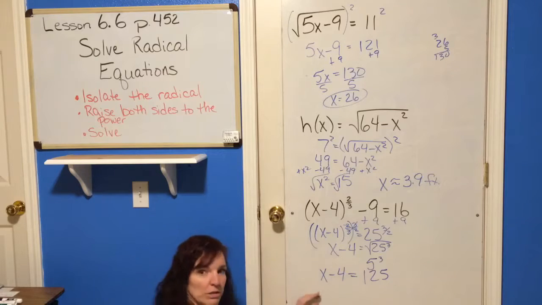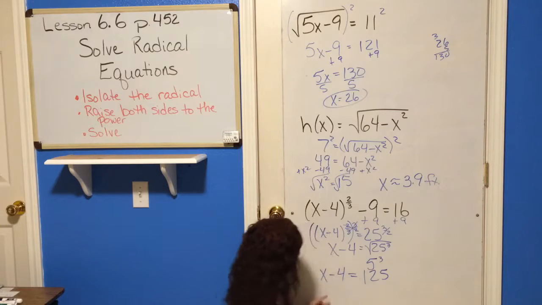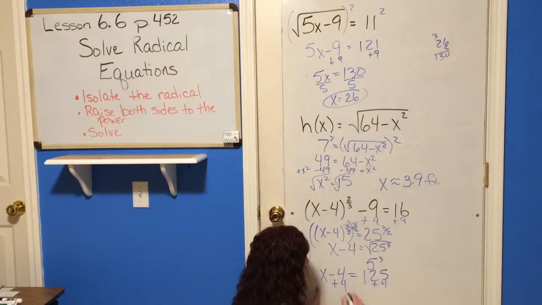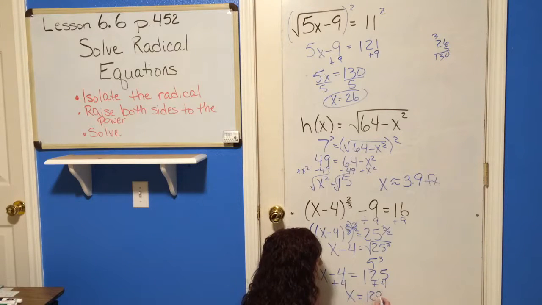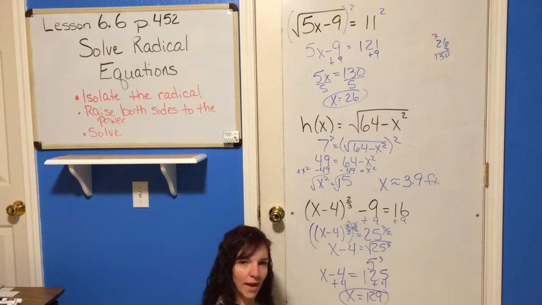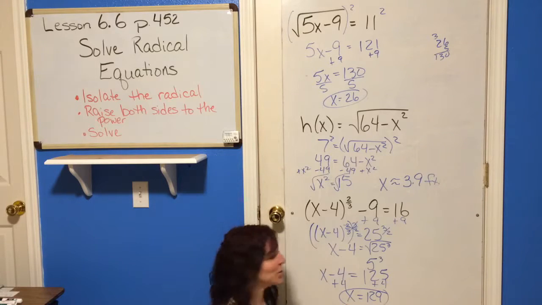So we have 125 on this side. And I want to make sure that you can see it. I don't want to get too far down. So now x minus 4 equals 125. Add 4 to both sides. So x equals 129. And you're done. Easy sneezy. You can do this.